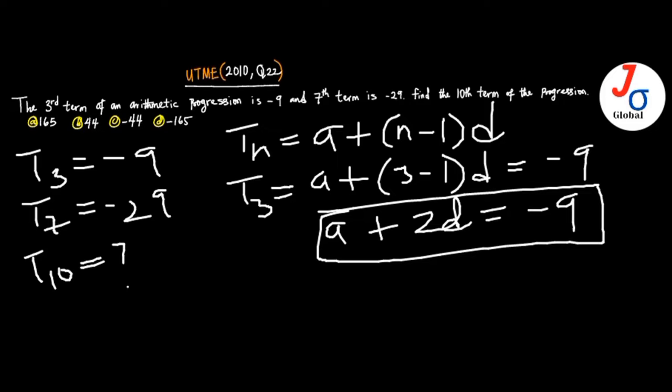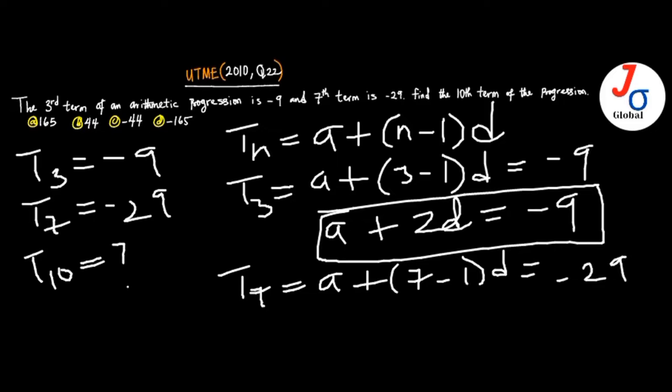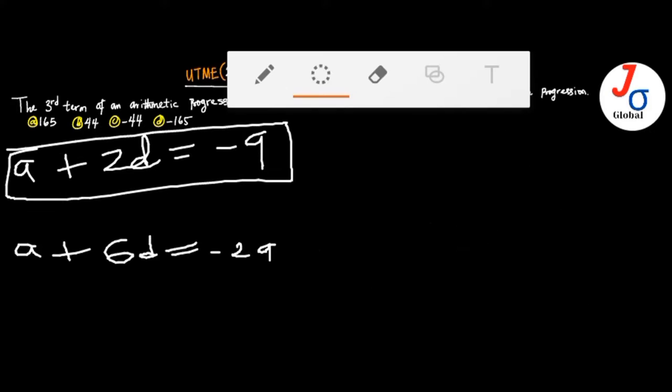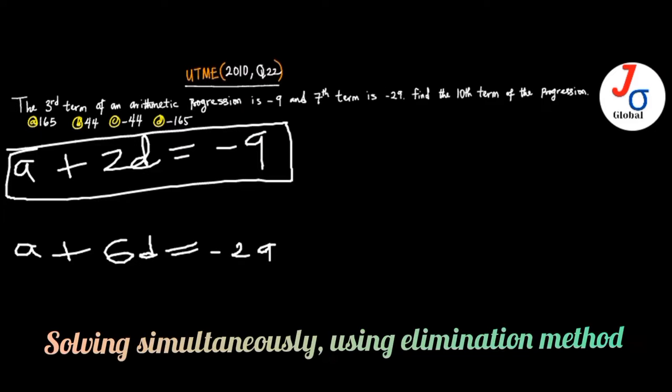Then we have T7 will be A plus 7 minus 1 D, and that equals -29. Using the general formula, A plus 7 minus 1 is 6D, and that's equal to -29. So we basically have two equations now. So I have to solve these equations simultaneously.